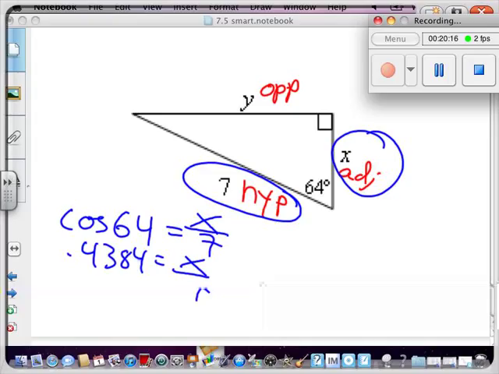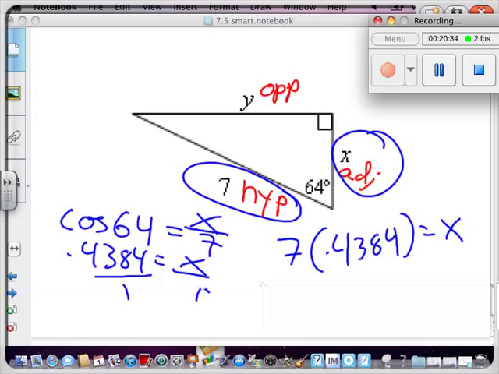This is where some people got confused. How would I get x by itself at this point? What would I do? Multiply by 7, right? Or cross multiply. So I have 7 times 0.4384 equals x. 7 times 0.4384 gives me approximately 3. Because we're supposed to round to the nearest tenth. I got 3.0688, but I'm rounding to the nearest tenth. Okay, 3.1, you could say. Right?